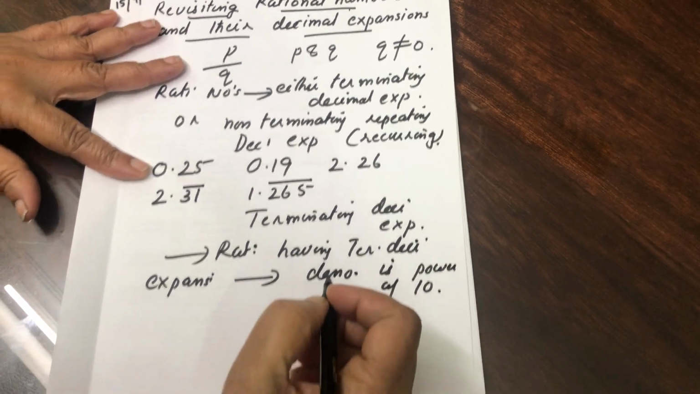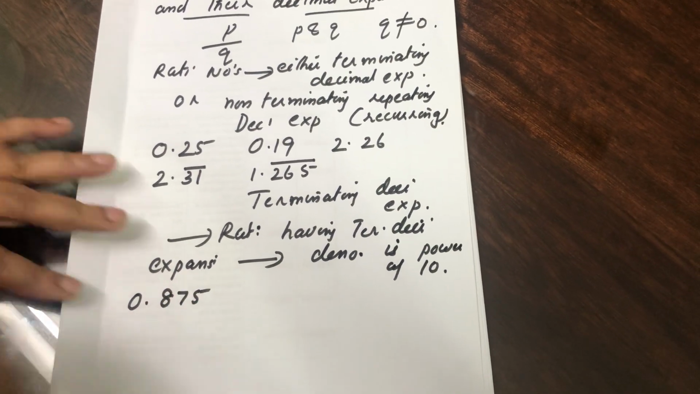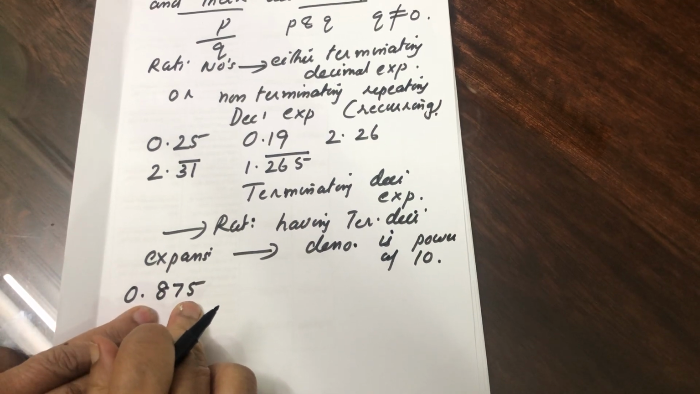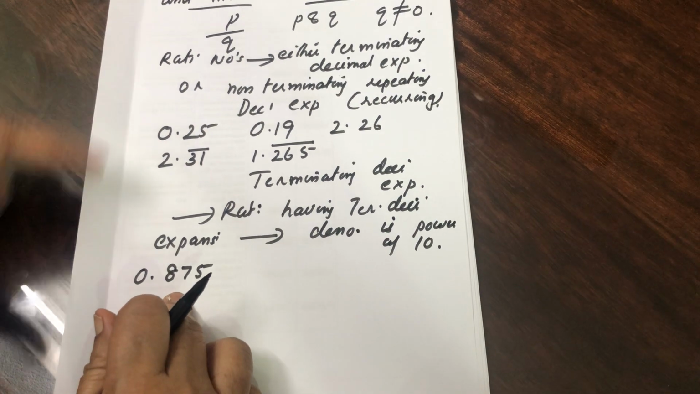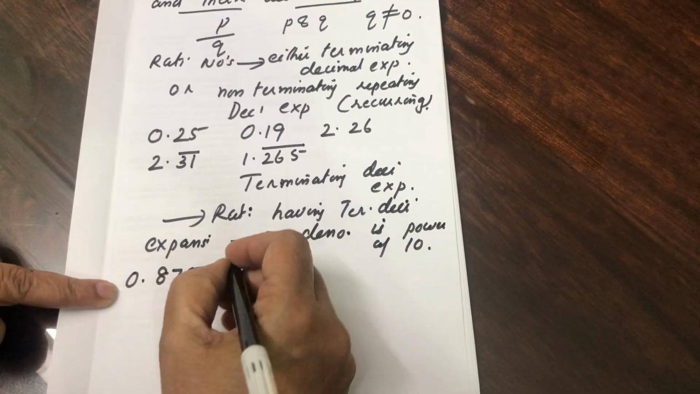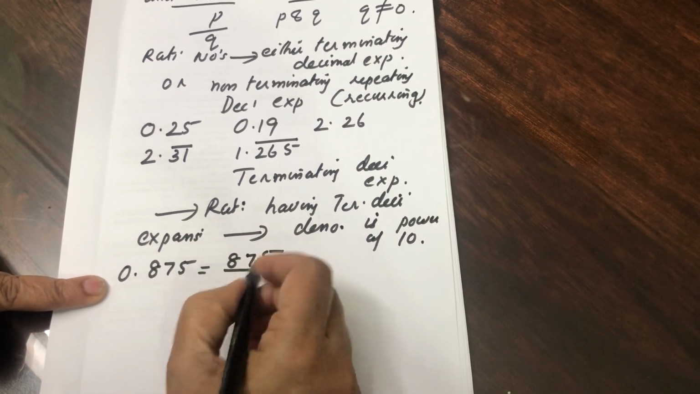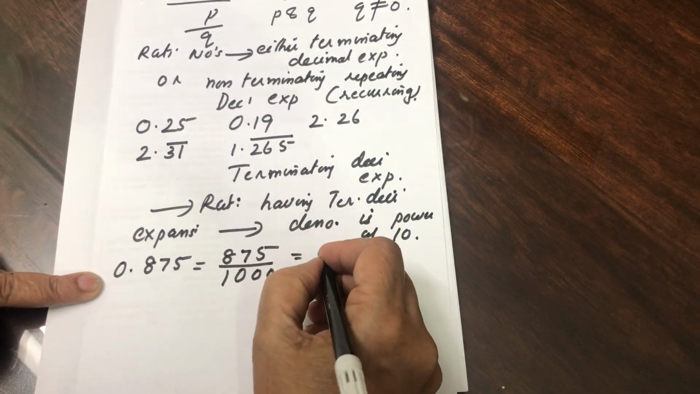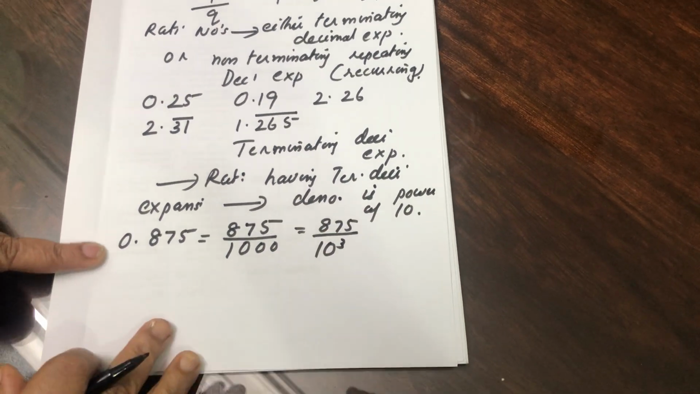That means, see, take one decimal expansion 0.875. So it is a terminating decimal expansion. Since it is having a terminating decimal expansion, it is a rational number. I am going to write this decimal expansion as a rational number, 875 divided by 1000. Therefore it is 875 divided by 10 raised to 3.